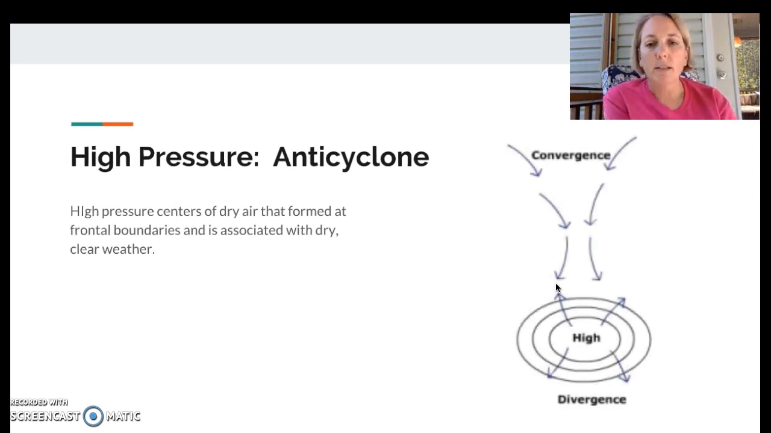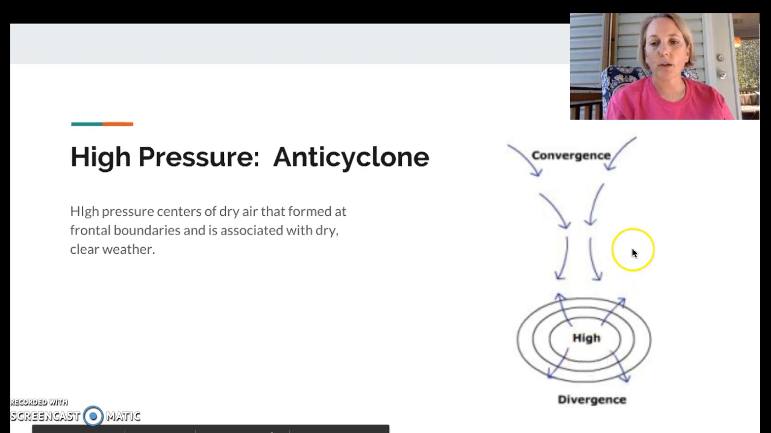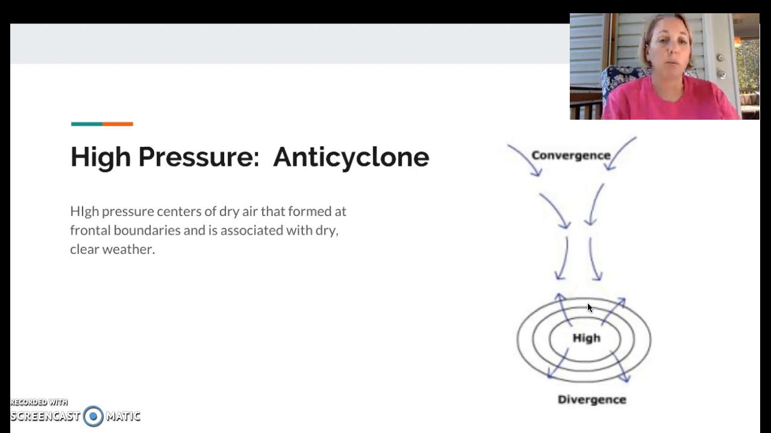If we were to look at this at a diagram, okay, a high pressure system, that dry air, all right, the high pressure system is going to push air out. This other air is going to get pushed into this high pressure system, which is actually going to cause things to be relatively nice weather-wise.